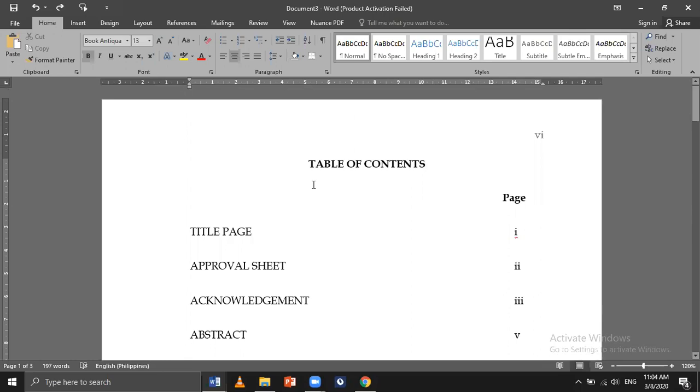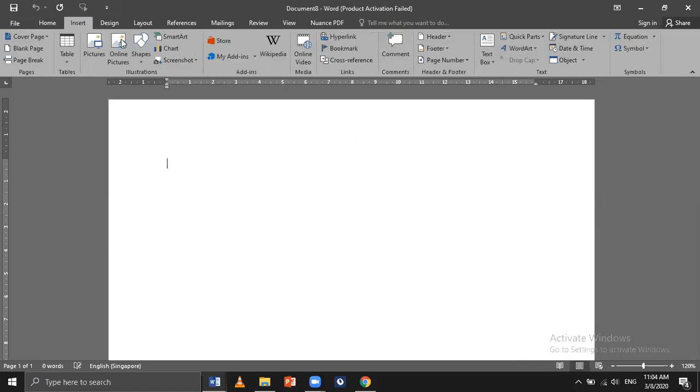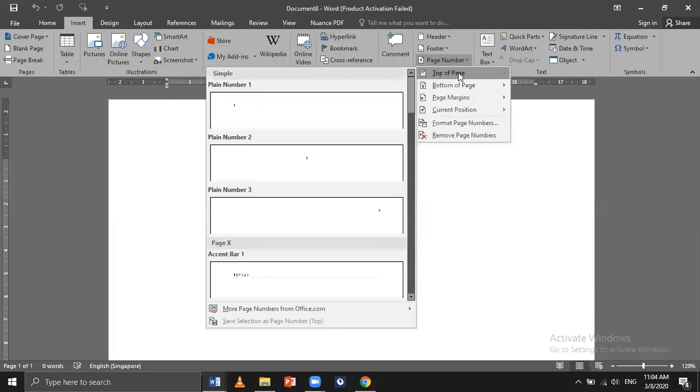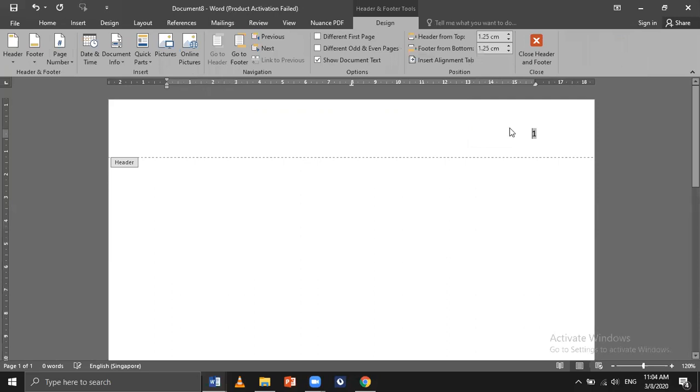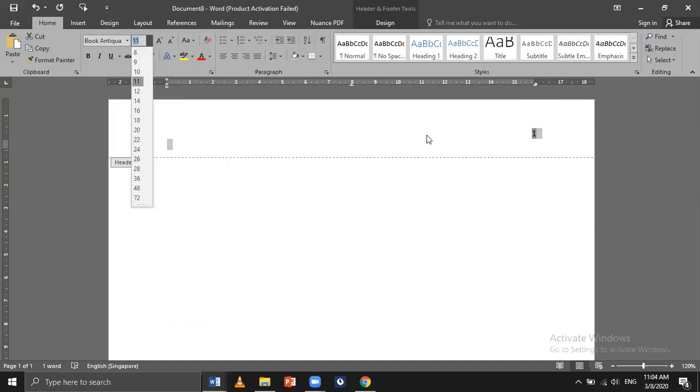First, we have to teach you how to put the page number. Let's go to another page. Click Insert, go to Page Number, click Top of Page, because the St. Mary's College of Tagum Incorporated format is on the top right of the research paper. So that's page 1. However, you have to click that, press Control A, and then choose Book Antiqua, because that is our font style, and 12.